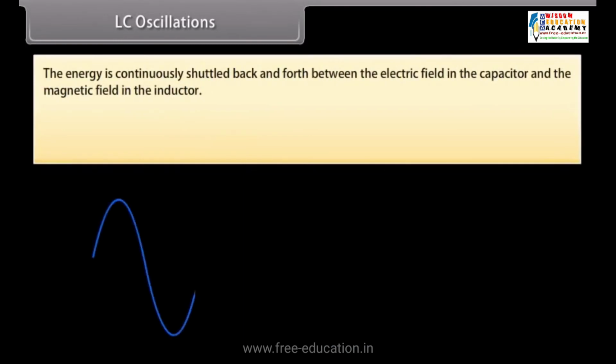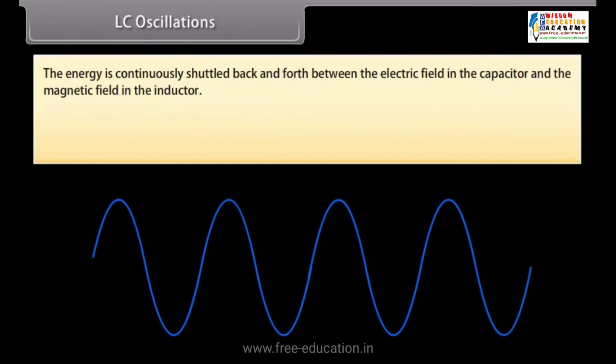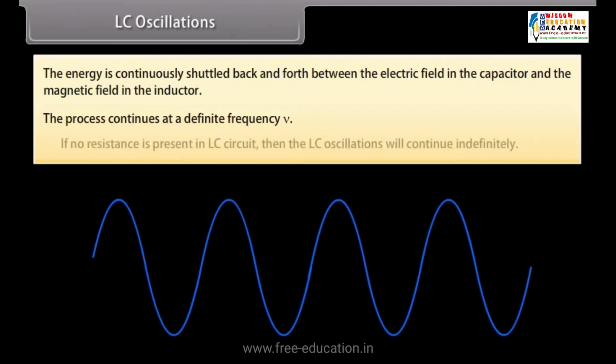The energy is continuously shuttled back and forth between the electric field in the capacitor and the magnetic field in the inductor. The process continues at a definite frequency. If no resistance is present in LC circuit, then the LC oscillations will continue indefinitely.